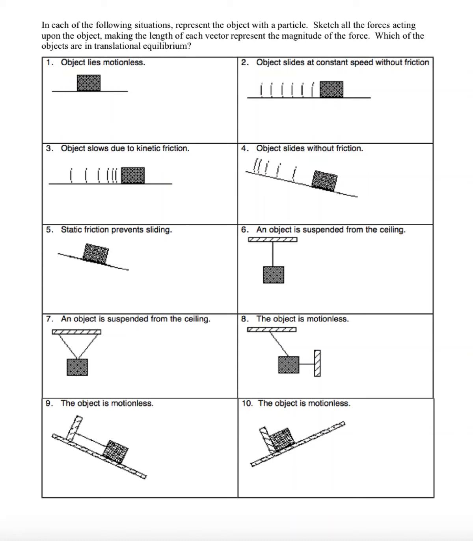For each of the following situations, represent the object with a particle. Then sketch all the forces acting upon the object, letting the length of each vector represent the magnitude of the force. Which of the objects are in translational equilibrium?